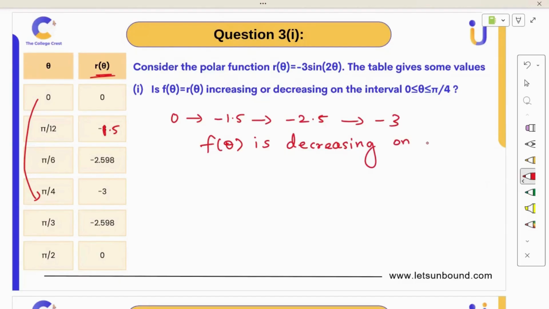On 0 to 5 pi by 4. Very simple, right? Just by observing. If the table is not given, you should tabulate this and you can guess this one, right?